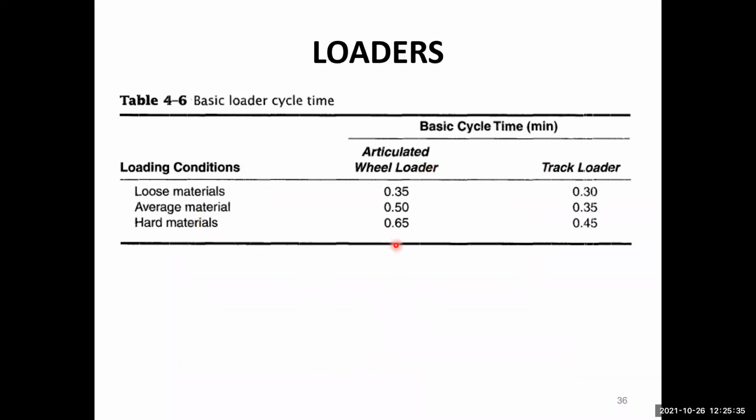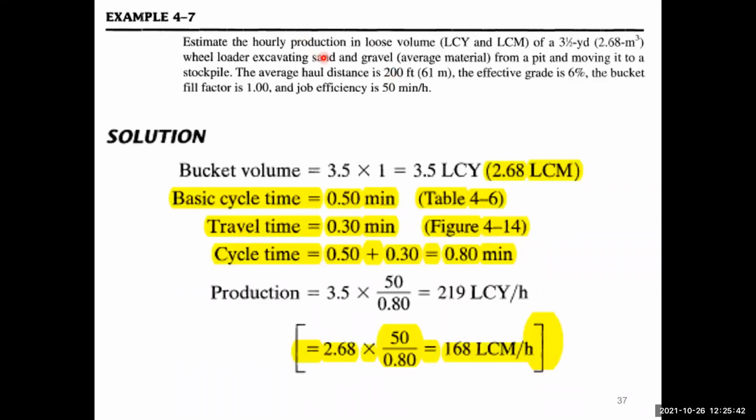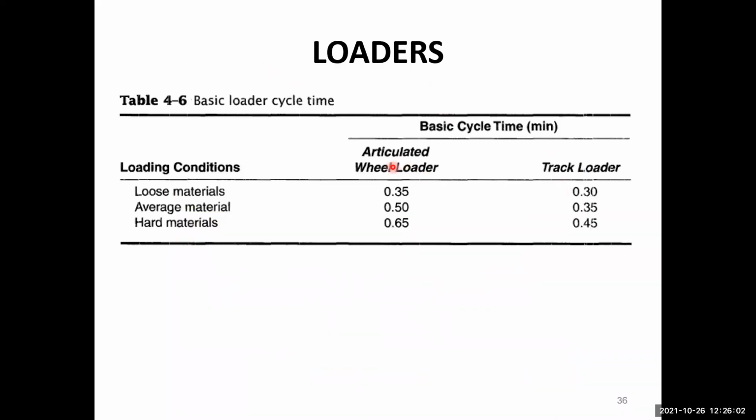So table 4-6, the basic cycle time is 0.5 minutes. What kind of loader is this? Estimate the hourly production in loose volume, wheel loader. Okay, it is a wheel loader in average material. So the time is 0.5 minutes.